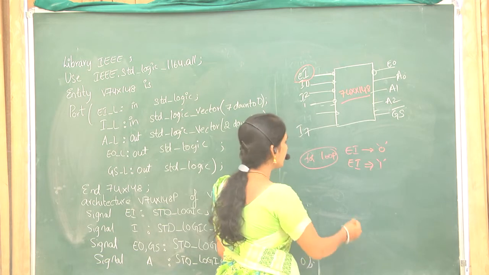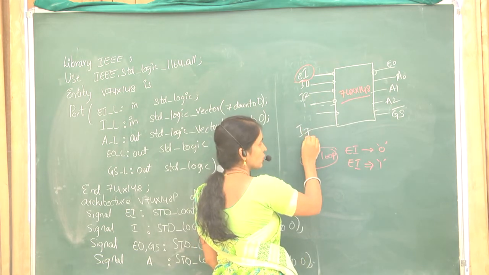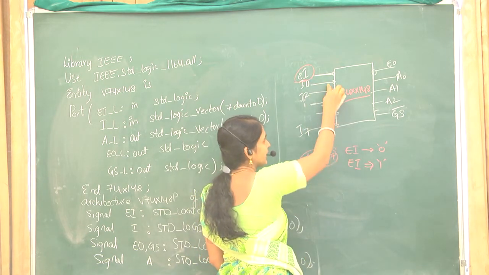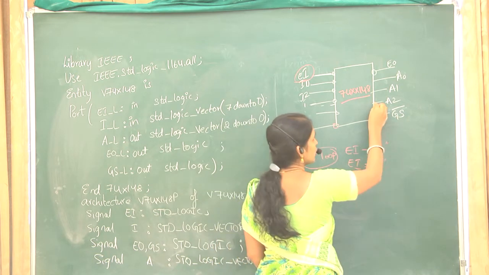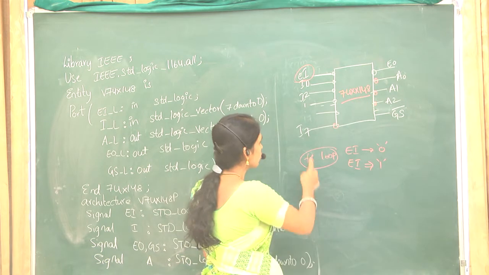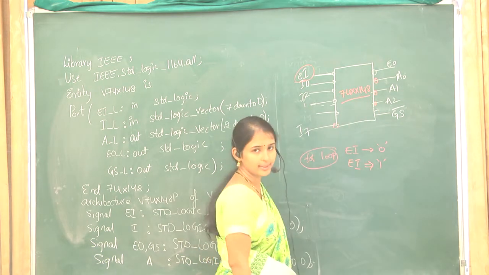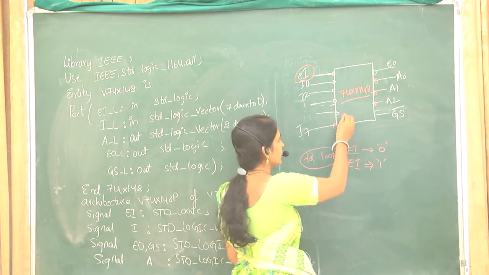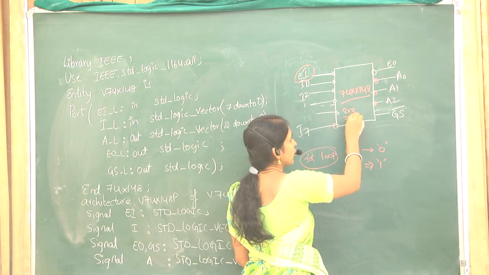Right, and next comes your inputs. All the inputs are active low. At the same time your outputs are also active low. Okay, this is your 8 to 3 encoder, an 8 to 3 priority encoder.